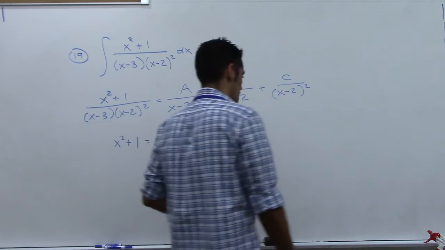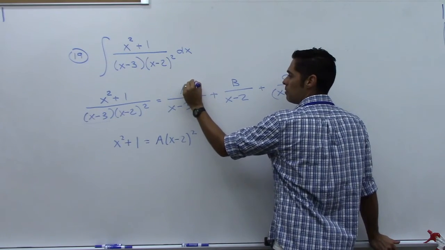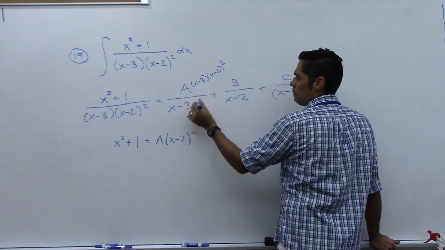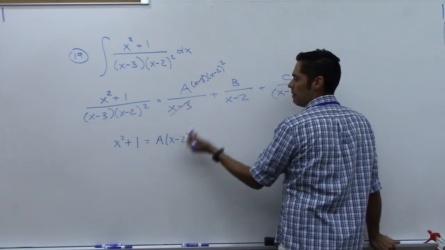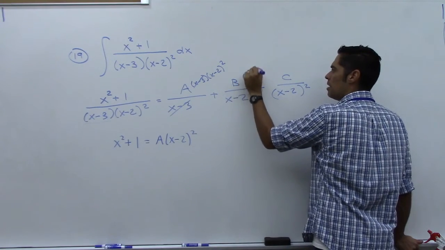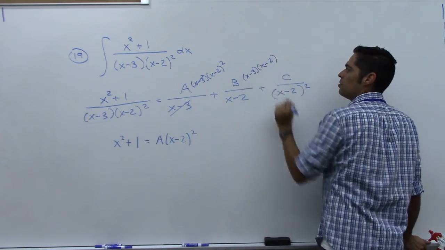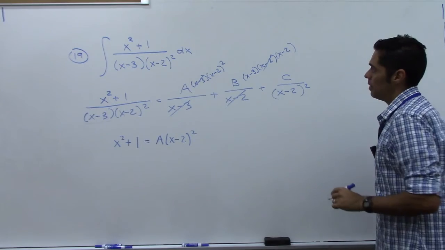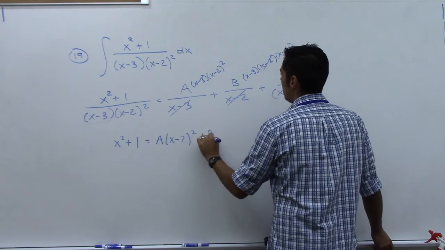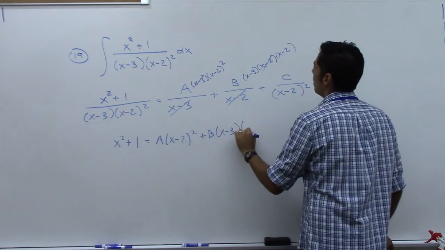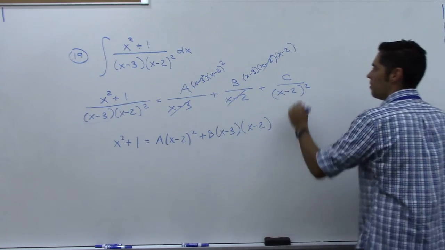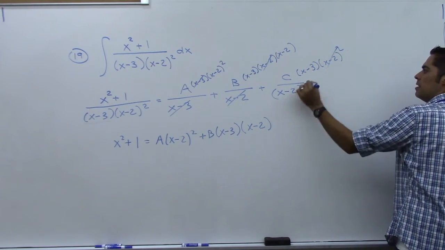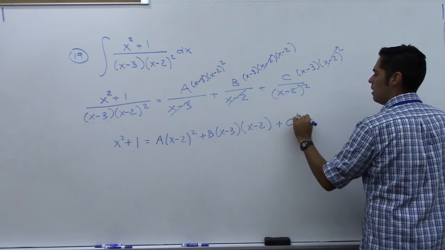Maybe it'll help if I actually write this in here. If I take this and I multiply by x minus 3 times x minus 2 squared on this one, the x minus 3's cancel, I'm left with a times that. Then I have to do the same thing here, x minus 3, x minus 2 squared, right? So I'm going to write two of them just so you see this. One of the x minus 2 cancel. I'm still left, though, with a b, an x minus 3, and an x minus 2. And then when I multiply this one times x minus 3 times x minus 2 squared, this and this cancel completely, and I'm left with c, x minus 3.